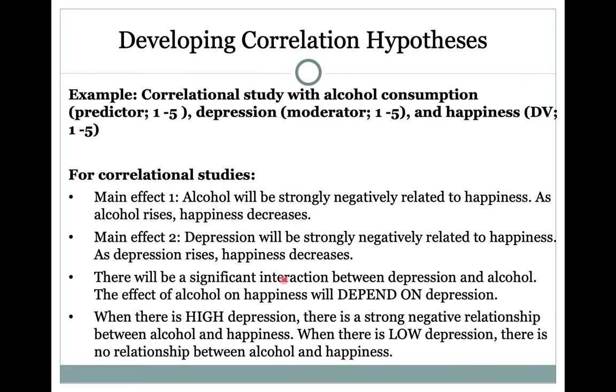There will be a significant interaction between depression and alcohol. The effect of alcohol on happiness will depend on depression. So that's the first sentence. That's just stating that there will be an interaction. Secondly, we have to describe what that means.